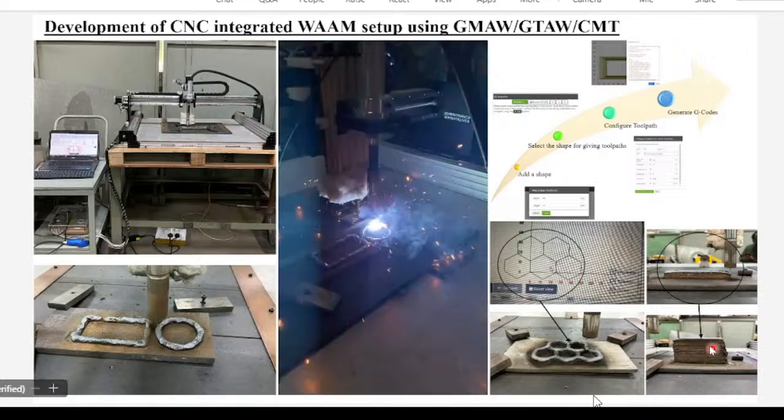Here you can see the images of a single wall structure, and I've made this hexagon shape also.